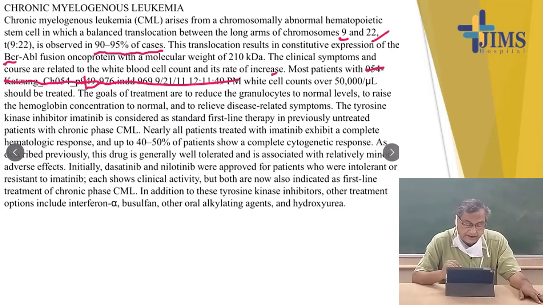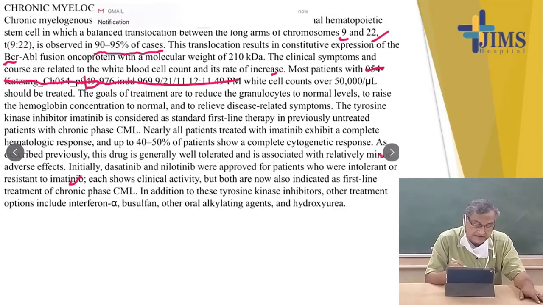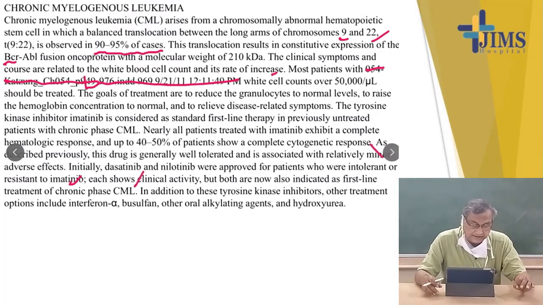Initially, dasatinib and nilotinib were approved for patients who are intolerant or resistant to imatinib. Each shows clinical activity, but both are now indicated as first-line treatment of the chronic phase of CML. In addition to these tyrosine kinase inhibitors, other treatments include interferon alpha, busulfan, other oral alkylating agents, and hydroxyurea.